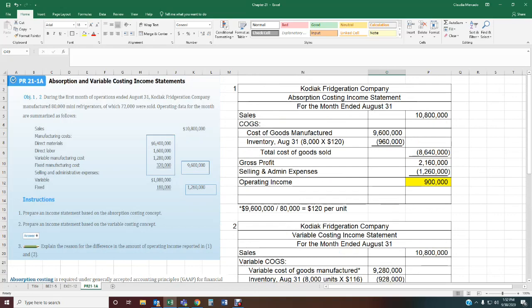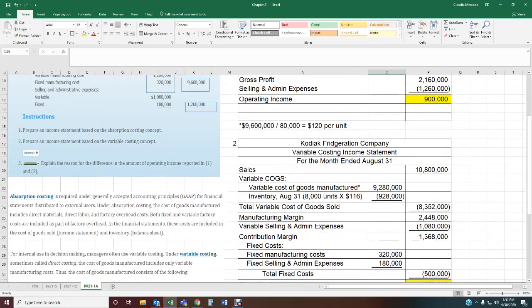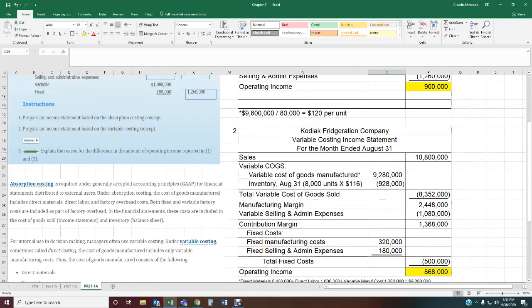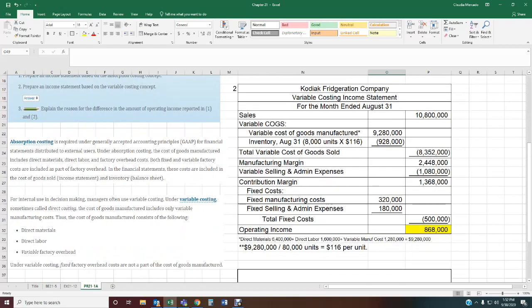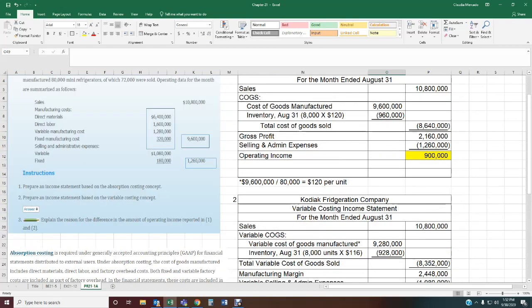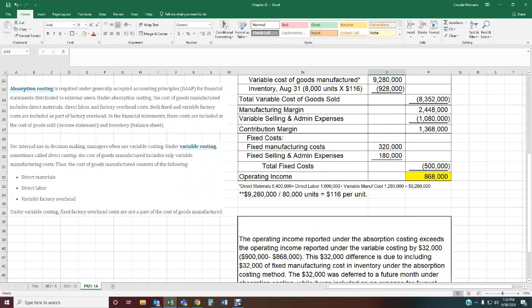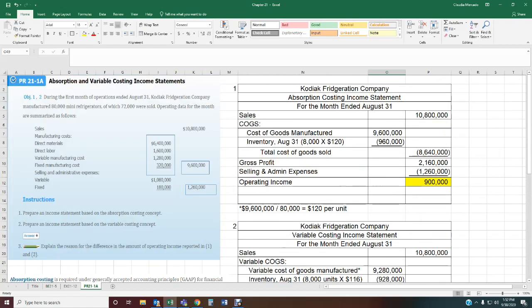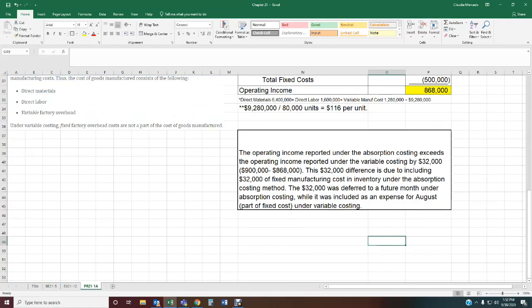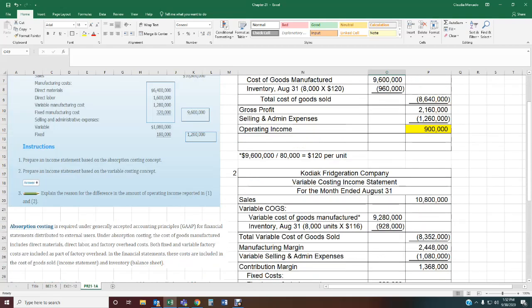Okay, so if we are using GAAP, we are required to report all of our income statement using the absorption costing method. If it's just information that you're going to prepare for your managers, then you can give them the variable costing income statement. So those are the two financial statements that need to be prepared, and then a short explanation of what's causing the difference between the two.